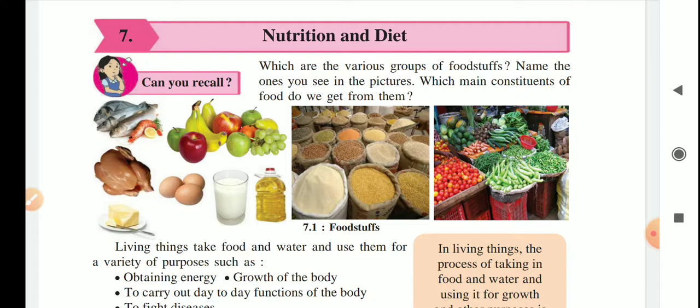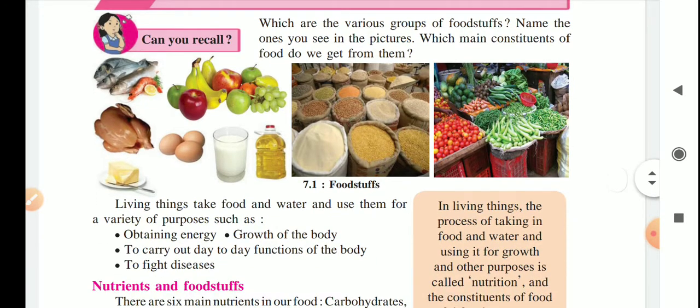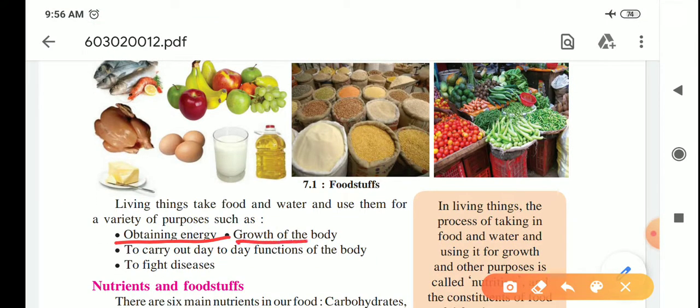So why do we need to eat food and drink water? What is the main reason? Obtaining energy, growth of our body, to carry out day-to-day functions of the body, and to fight disease. This food and water is converted into blood, flesh and bones by our body, and that way our body grows. Also, food and water gives us energy necessary for carrying out our day-to-day functions, right?